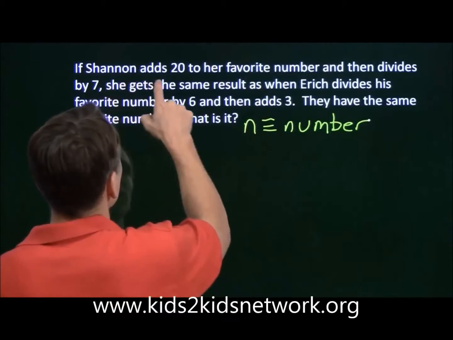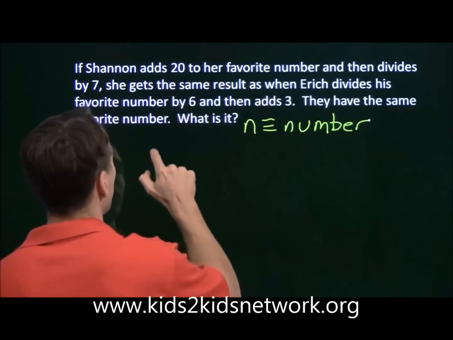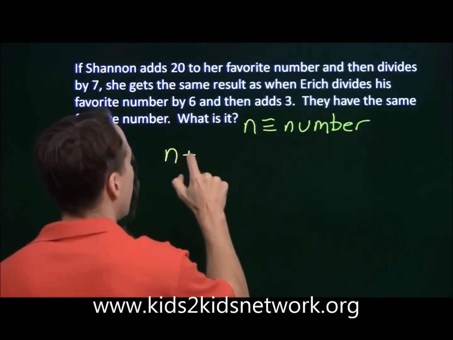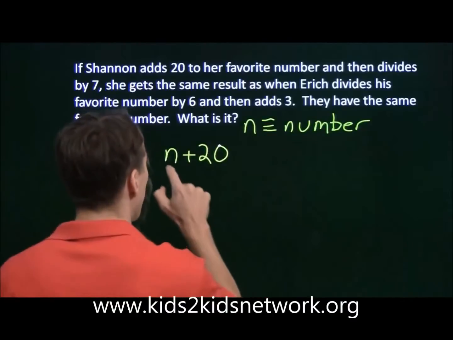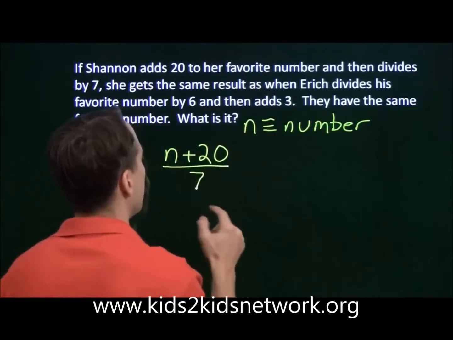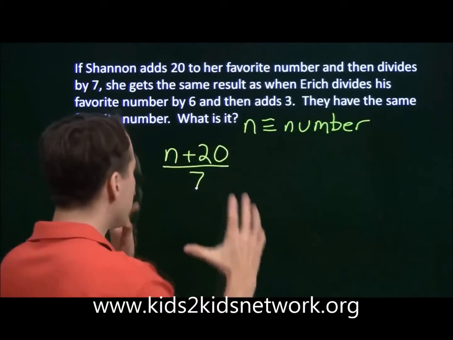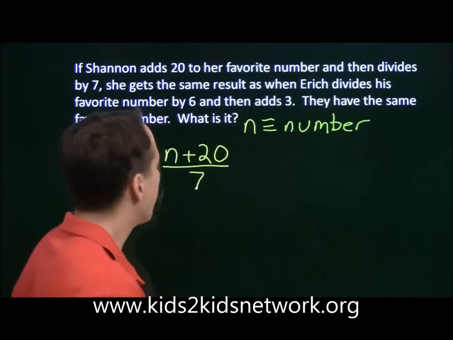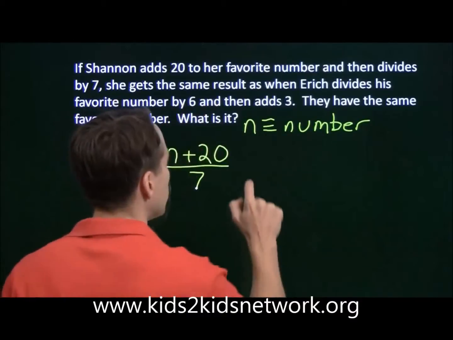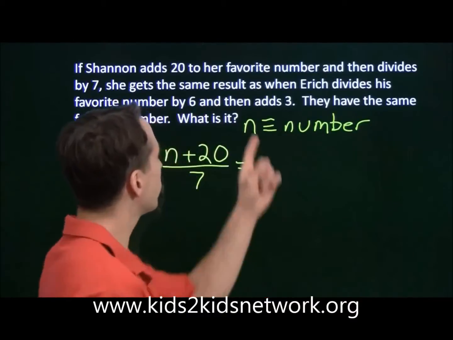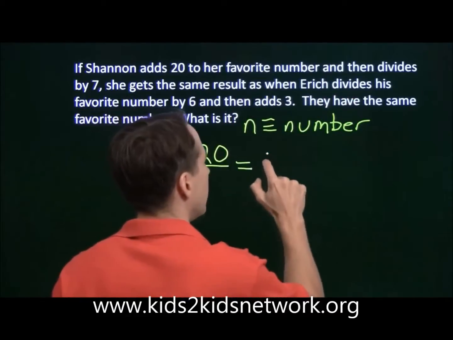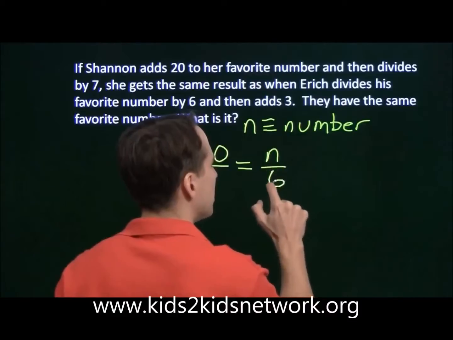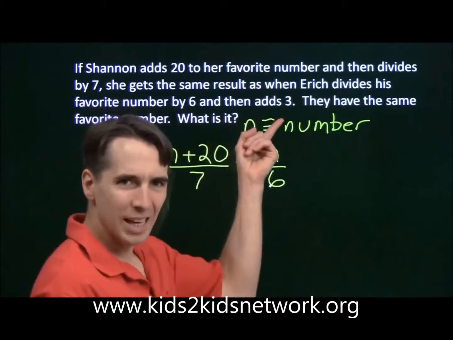So let's see what Shannon's going to do. She's going to add 20 to her favorite number. She's going to start off with her favorite number, add 20, and then divide what she gets there by 7. So she's going to divide this whole thing by 7. She's going to add the 20 first and then divide the sum by 7. Now she's going to get the same result, so that means equals, as when Eric divides his favorite number by 6. So the first thing Eric does is divide by 6, and then he adds 3.